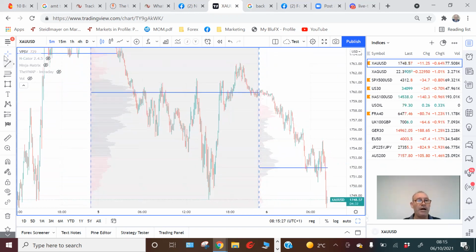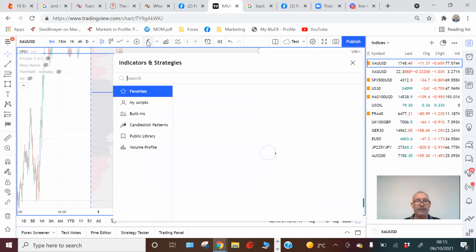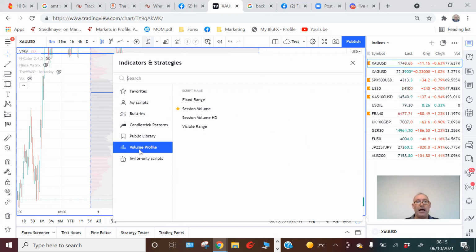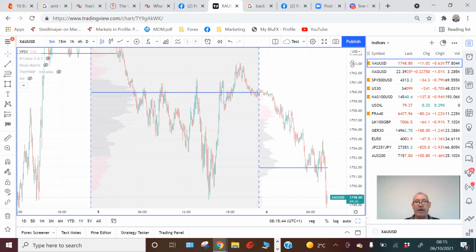So I've switched on my volume indicator, which I find up here. I go to indicators, volume profile. And if you have a paid version of TradingView, you see it there. Yeah. If you don't have a paid version of TradingView, you can get similar results, and I'll show you how to do that just now.